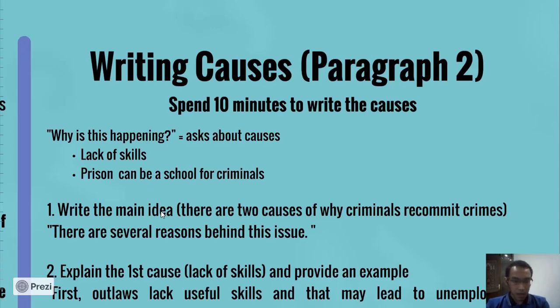So the first thing you have to do in writing the second paragraph or writing the causes is write the main idea, which is there are two causes of why criminals recommit crimes. We can write it down like this: there are several reasons behind this issue. So in this paragraph, we're going to talk about several reasons or two causes about why criminals recommit crimes. And then move on to the next sentence.